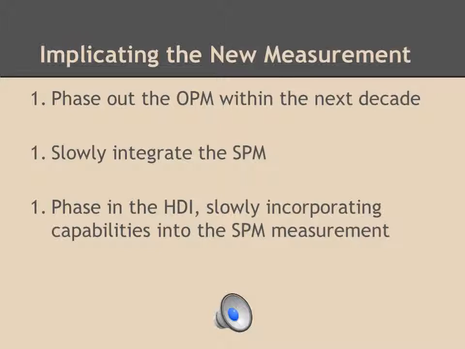Our new poverty measurement will be implemented in the next 10 years. At first, we will use the SPM with the OPM, and then slowly we will phase out the OPM. While phasing out the OPM, we will bring in aspects of the human capability study. We will slowly incorporate capability studies into what the SPM encompasses.